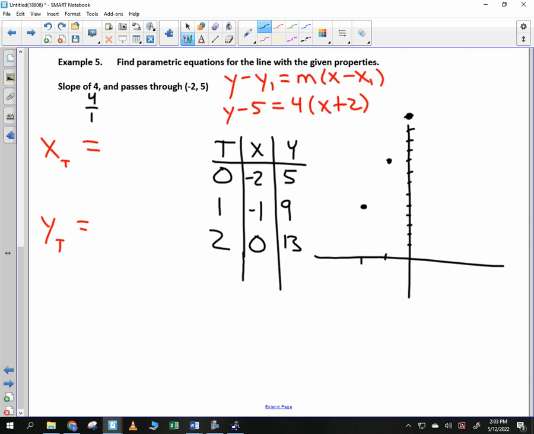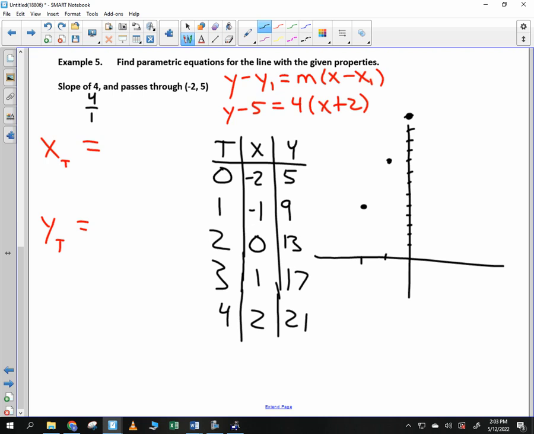So we're running 1 and we're rising 4. Okay. If I advanced another, what would the x value become? 1. What would the y value become? 17. If you advanced another one, what would the x value become? 2. What would the y value become? Everybody see the x values are advancing by 1 and the y values are advancing by 4? Those are our slopes with respect to t.